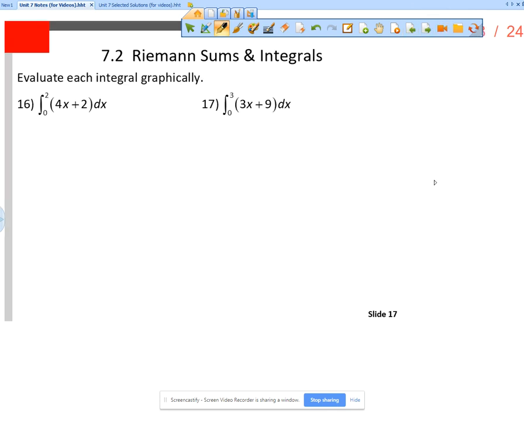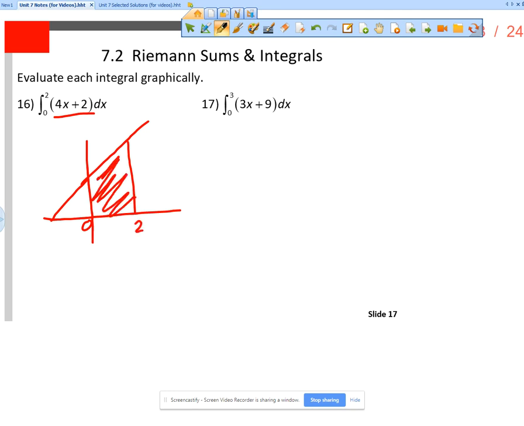All right, so now it says evaluate each integral graphically. So what does that mean? So I have to figure out what the graph of this thing is. So what's the graph of 4x plus 2? Well, it's a line with a slope of 4 and a y-intercept of 2. Okay, so now I want the integral from 0 to 2. So here's 0, here's 2. What am I interested in? The area under the curve from 0 to 2.